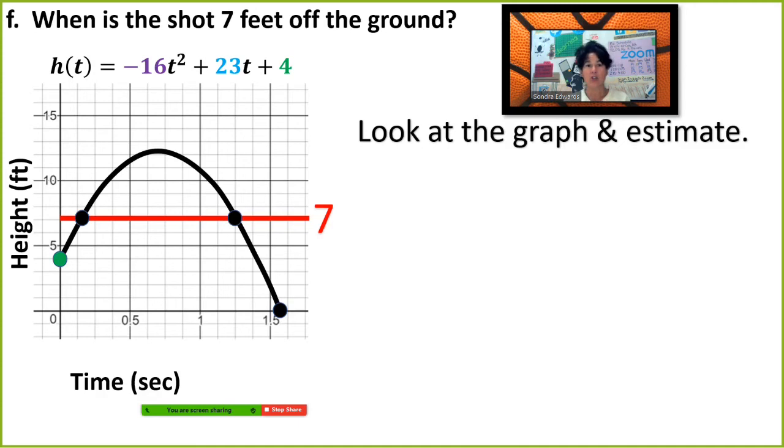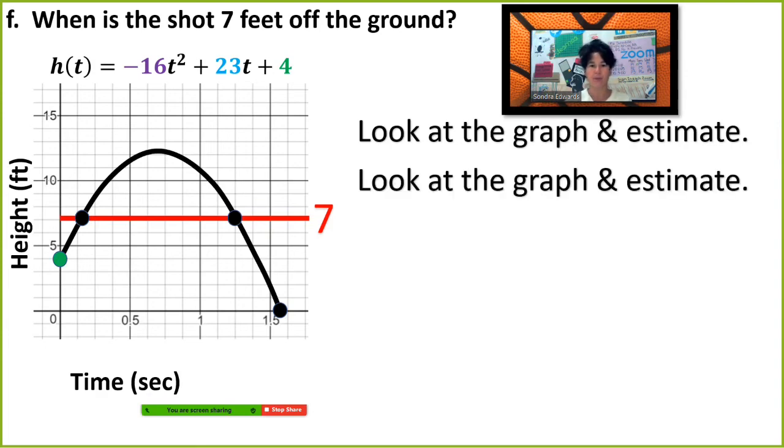Let's say the question was, when is the shot 2 feet off the ground? Well, 2 feet on this side is lower than when it left the player's hand. So if it was 2 feet, we would only have a single answer. That's why making a sketch is handy, just so we know ahead of time what our answer should approximately be.